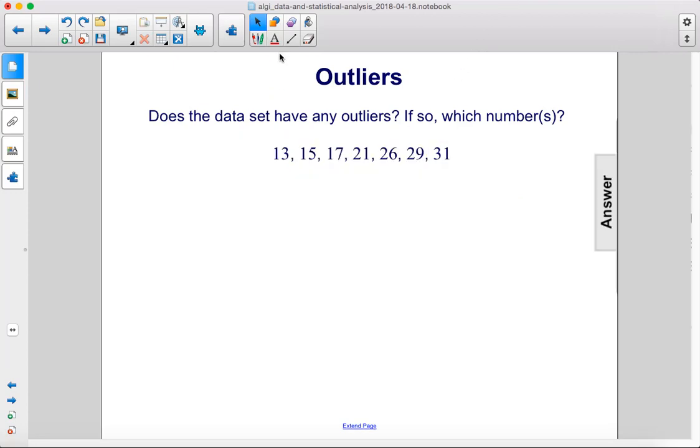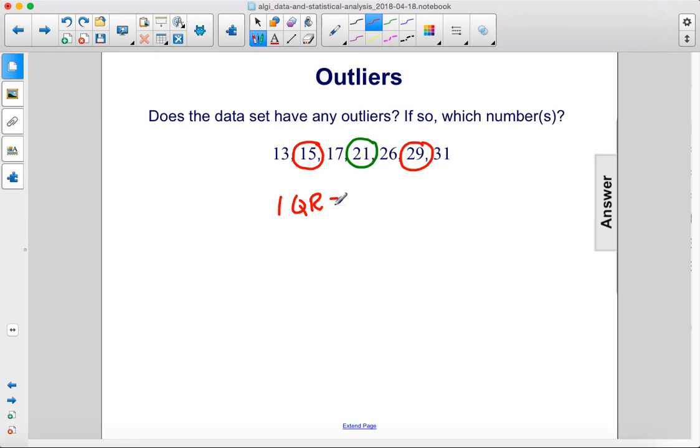Does the dataset have any outliers? If so, which numbers? All right, so our median here is 21. Our lower quartile is 15, and our upper quartile is 29. So our IQR equals 29 minus 15, which equals 14. 1.5 times the IQR equals 21.